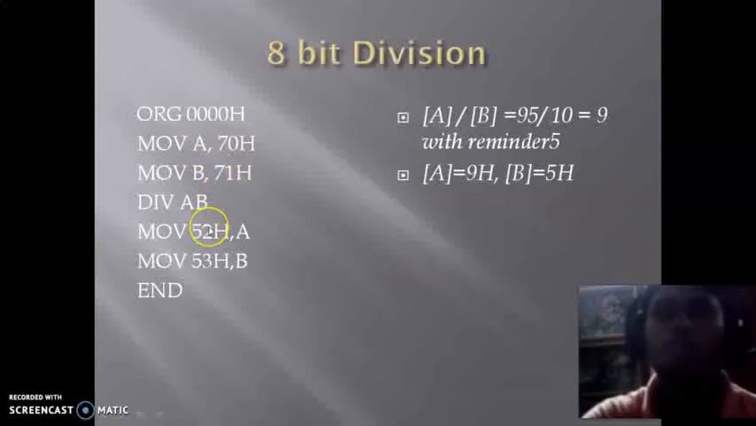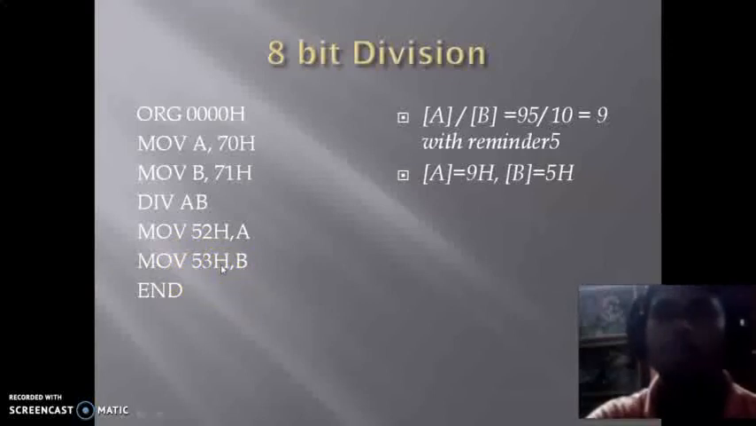So we have to divide A by B. After division, the result will be stored into A, meaning 52H, and the remainder will be stored into B, and that will be stored into 53H.